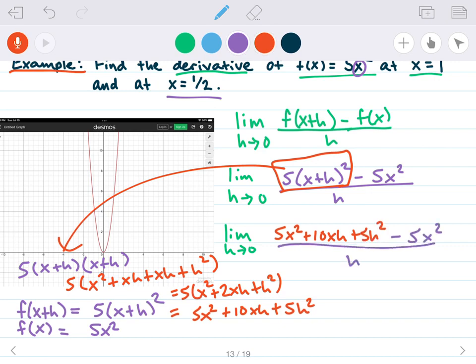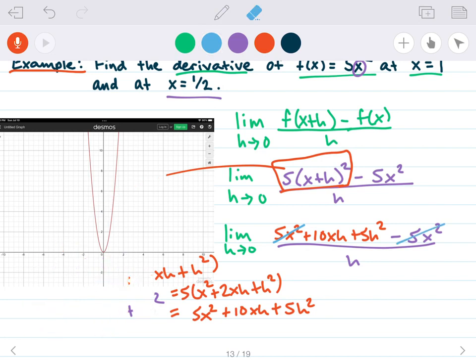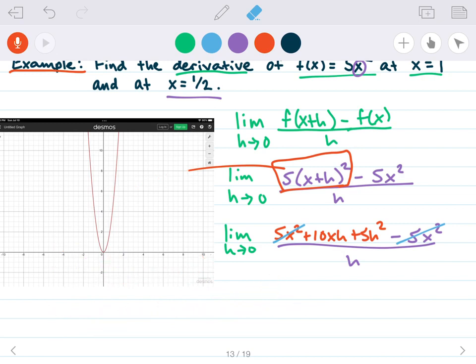I have some things that'll cancel. These are going to cancel. That's pretty much it. Let me erase this, make some room. So now what can I do? I can factor out an h on the top. It's always very satisfying to factor out an h. So we have 10x plus 5h. That's how that goes. And then these guys go away.